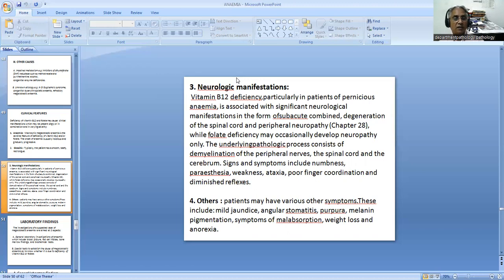Besides the macrocytic anemia, glossitis, beefy red tongue, or neurological manifestation, other uncommon symptoms may be mild jaundice, angular stomatitis, purpura, melanin pigmentation, symptoms of malabsorption, weight loss, and anorexia.